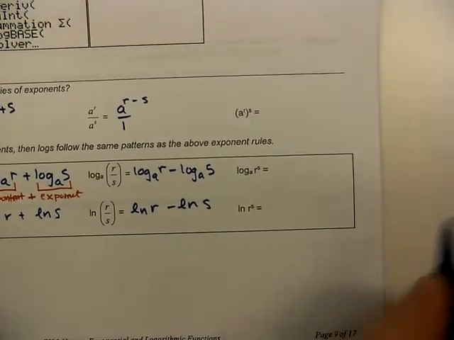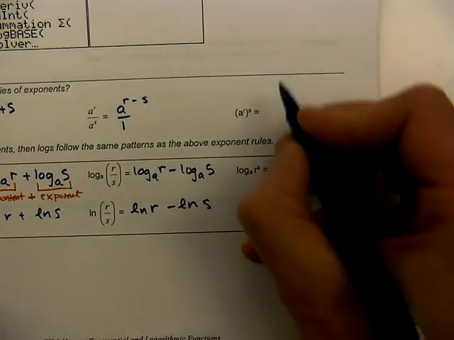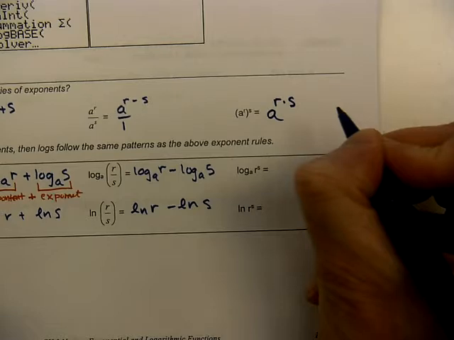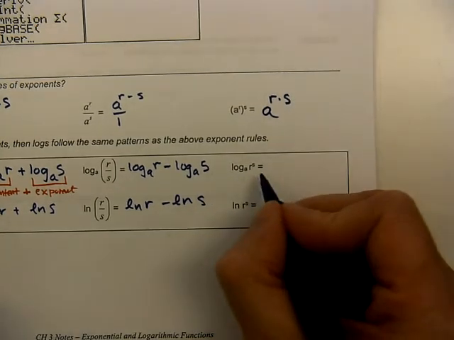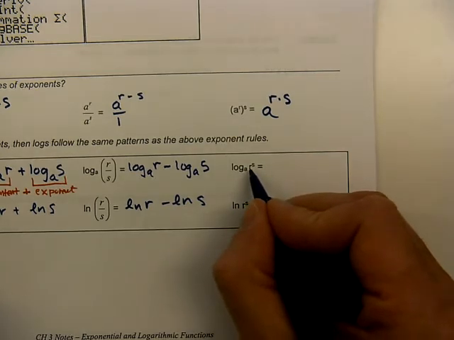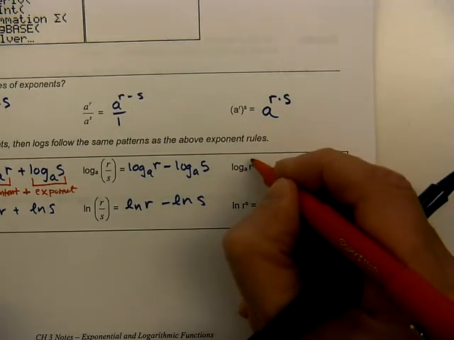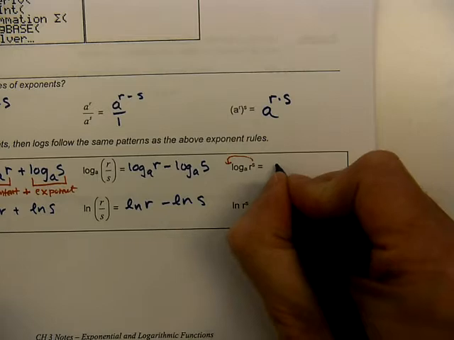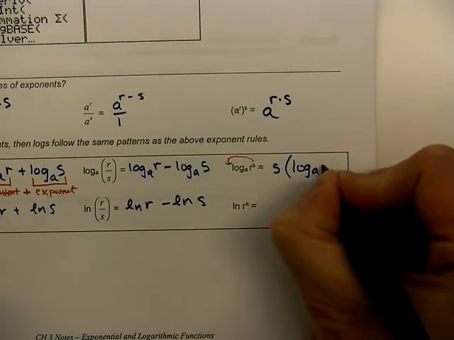And finally, if we have a base raised to the power of r, which in turn is raised to the power of s, what we are doing is multiplying those exponents together, r times s. So in logarithmic form, you have log base a of r raised to an exponent. When you see this pattern, we take that exponent and bring it to the front as a multiplier. So it's s times log base a of r.